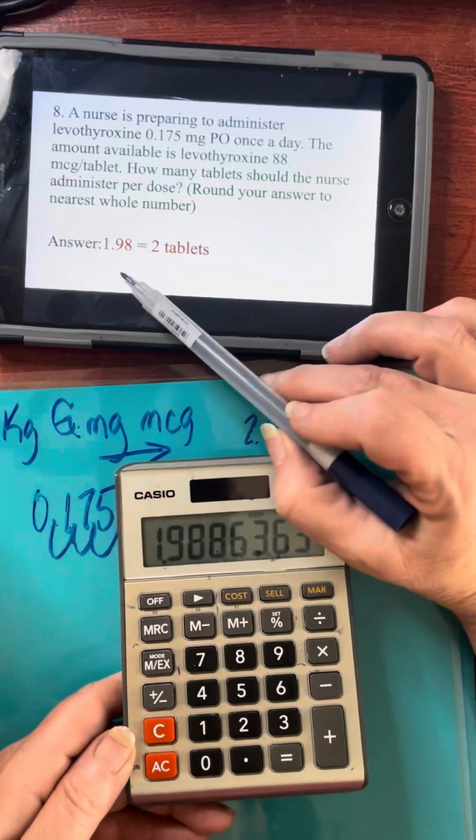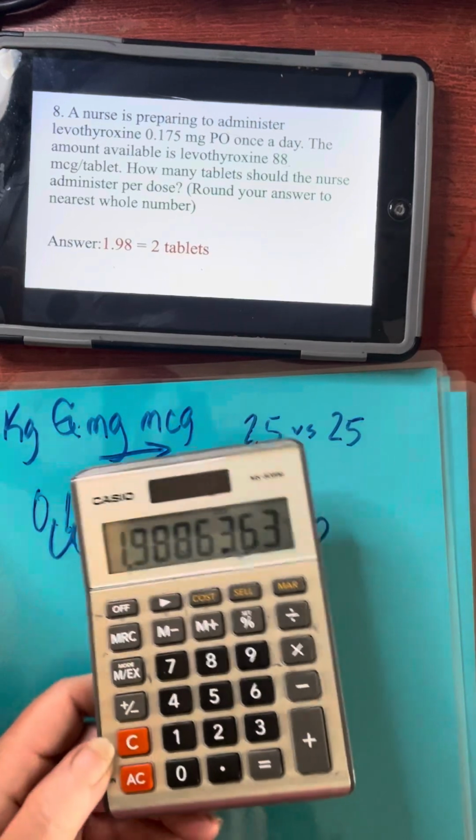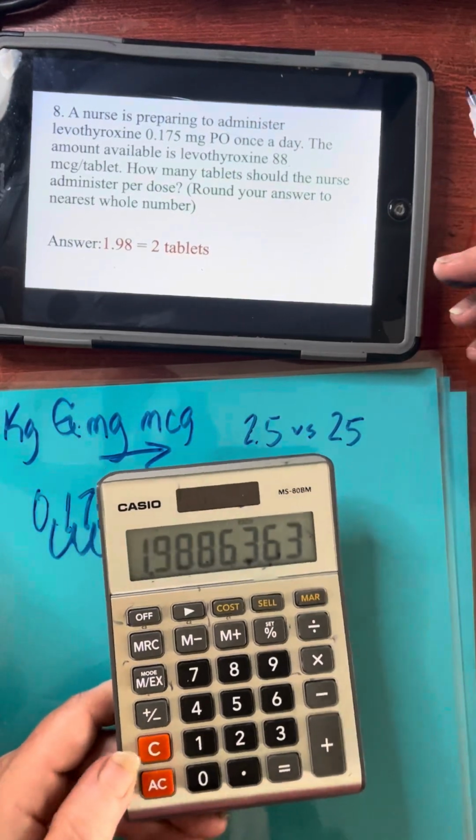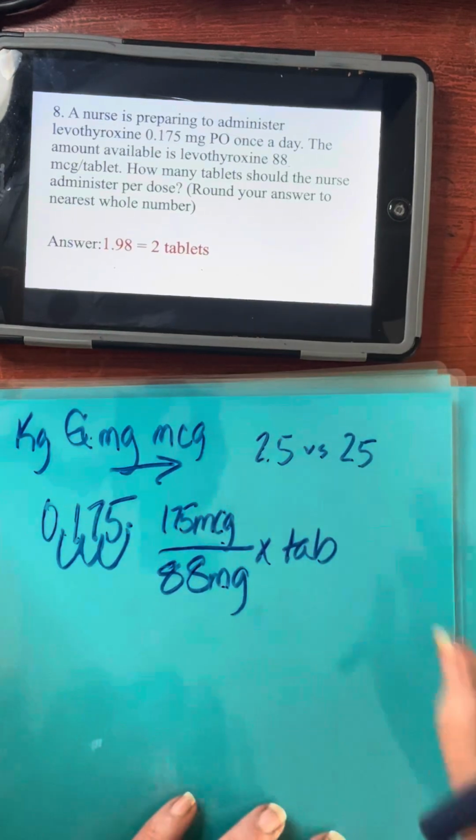If it was on paper, I would put that equals 2 tablets just so Ethel will know I darn sure know what I'm talking about. But I know they do everything on computers, so good luck with that.